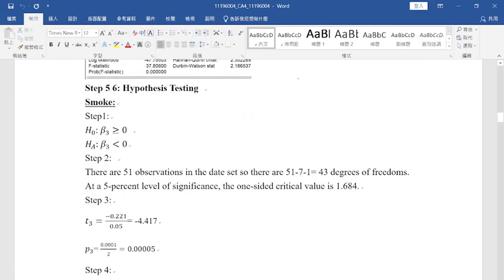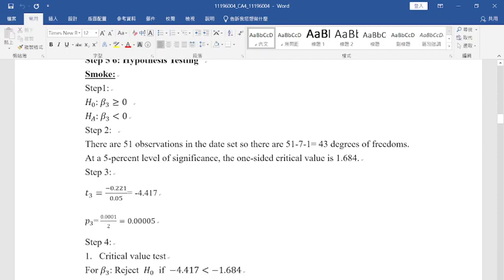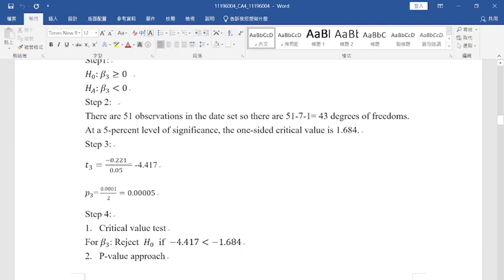And step 5 and step 6, hypothesis testing. So the first one is smoke. We hypothesize the variable of smoke is smaller than 0, and we choose.